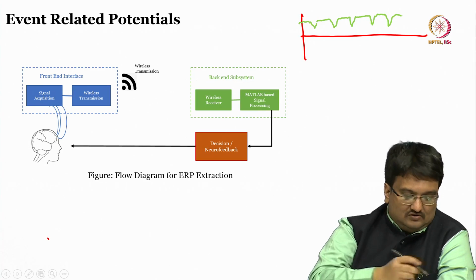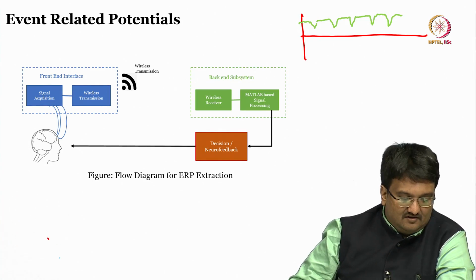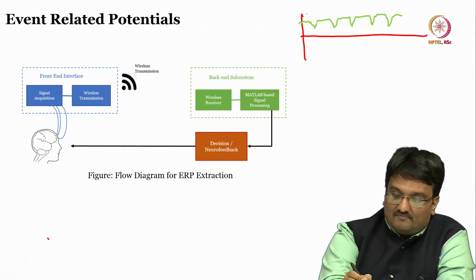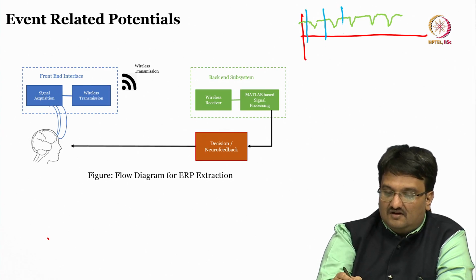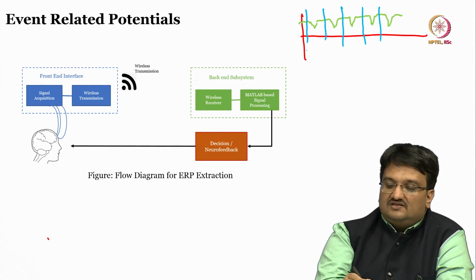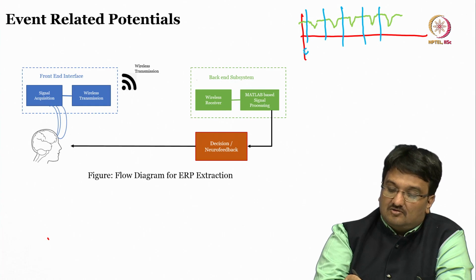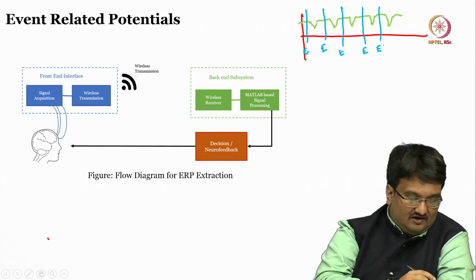Now also we are providing some, as I mentioned, some image is being shown, or consider that some sound is being presented. So that happens exactly at this time, at regular time intervals, like this. So this is your event. E is nothing but your event. Green is your EEG which is being recorded.